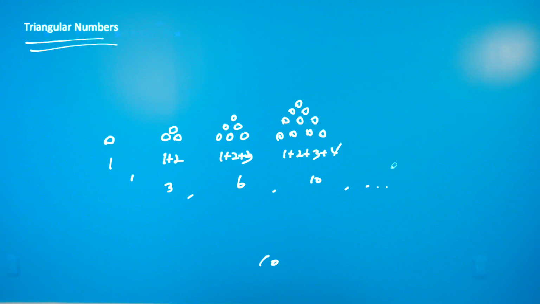The next one, even though we don't draw it, we can actually figure out what it is. The number that comes after 4 will be 5. So 15 will be the next triangular number. After 5 comes 6. So 21 will be the next triangular number. So that's the first fancy number, triangular numbers.